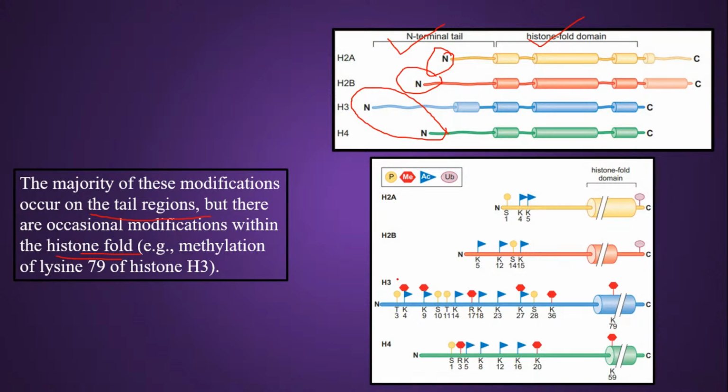If you see in the case of H3 and H4, you can find the lysine residue is methylated over here at the 79th position, within the histone fold domain. Similarly, in H4 also, a lysine residue is methylated, at the 59th position. So that's why that statement is also the correct statement.